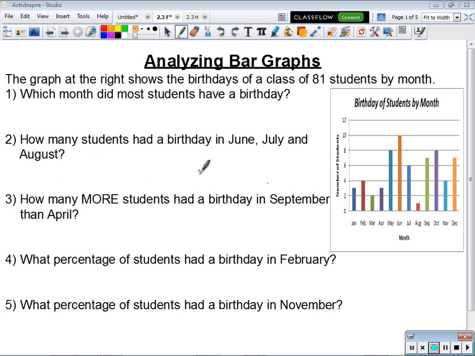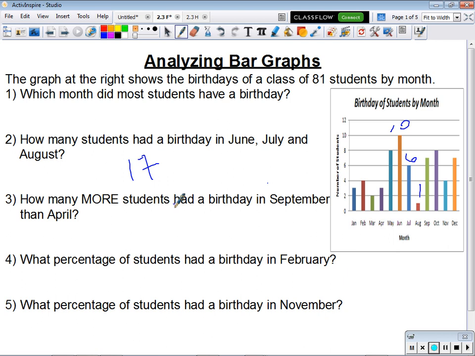Number 2 says, how many students had a birthday in June, July, and August? So if you notice here, there were 10 students that had a birthday in June. There were, looks like 6 students that had a birthday in July, and 1 student who had a birthday in August. So if you put all those together, that would be 17 students that had a birthday in those 3 months combined. So that's the answer for number 2.